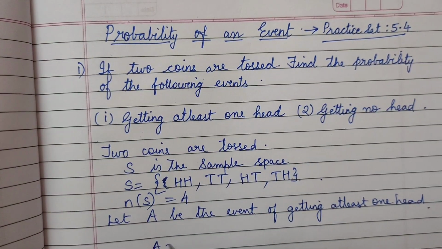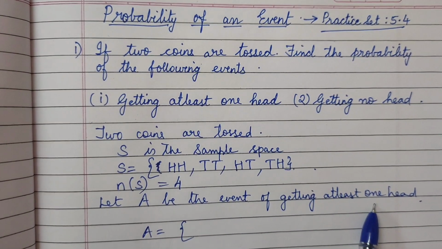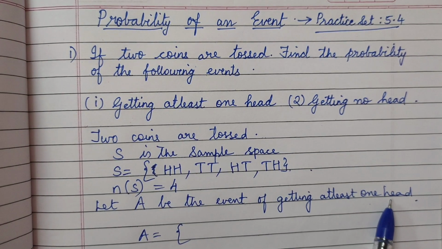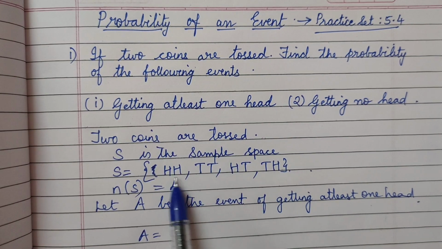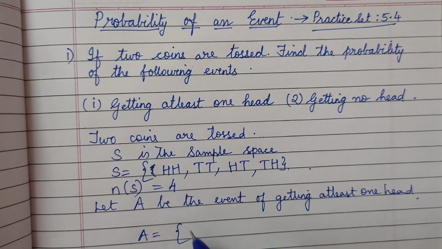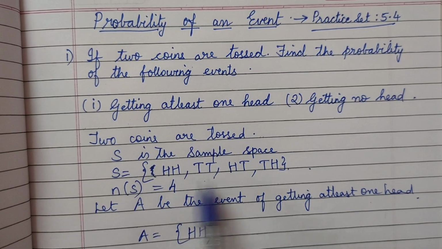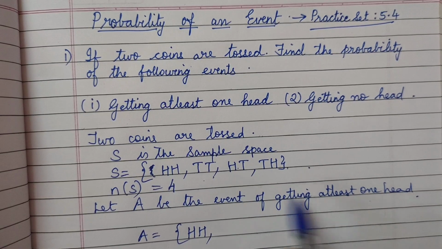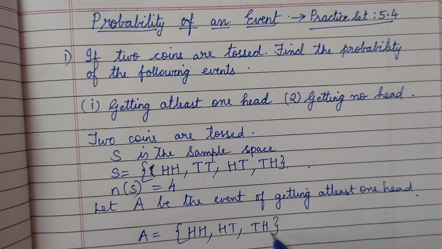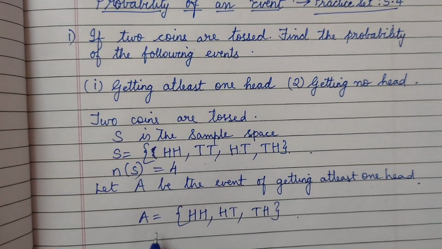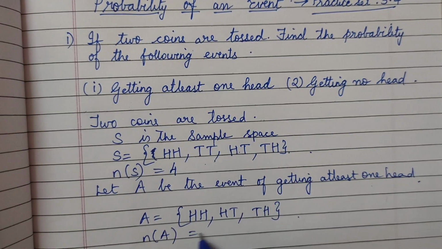Once you have written this, we will write what the outcomes for the event A are. They said at least one head, that means one or more. So where can we have one or more heads here? Two heads are there, so we write HH. Here there is no head at all, so we have to leave that one. Then here there is at least one head, so HT and the other one is TH. So what is the number of sample points in event A here? N of A is 3.